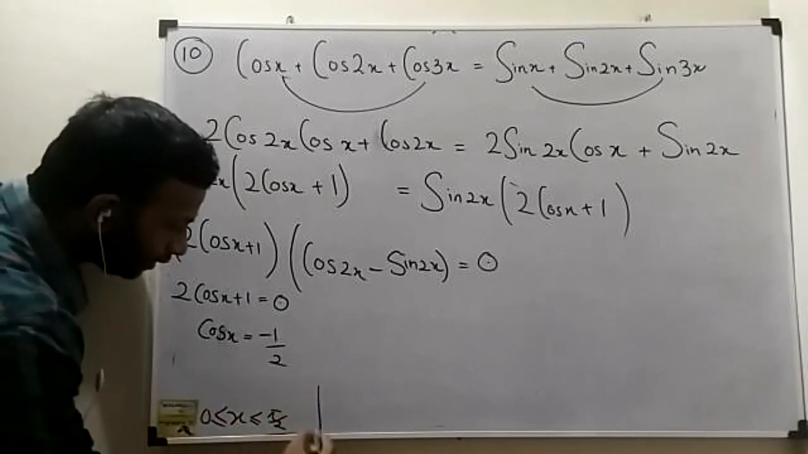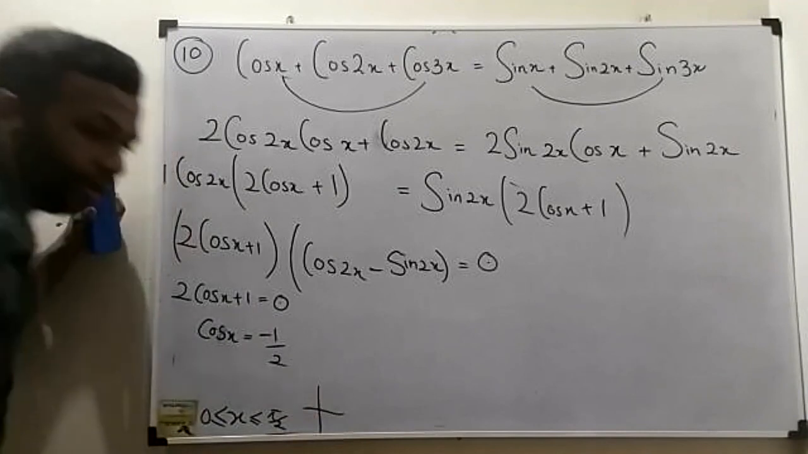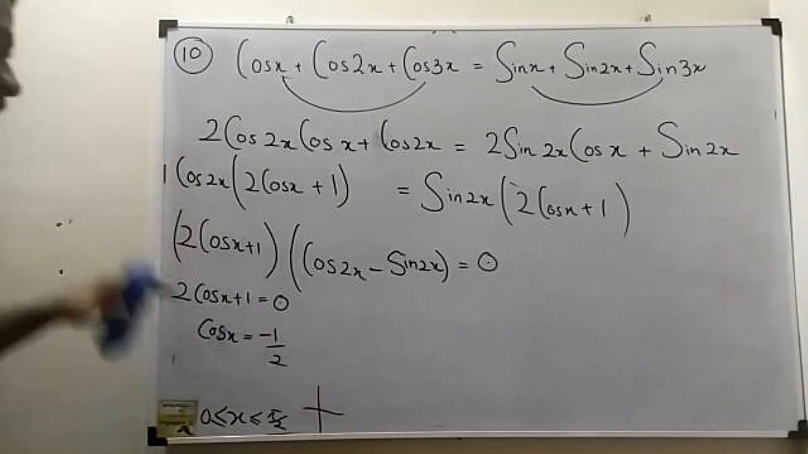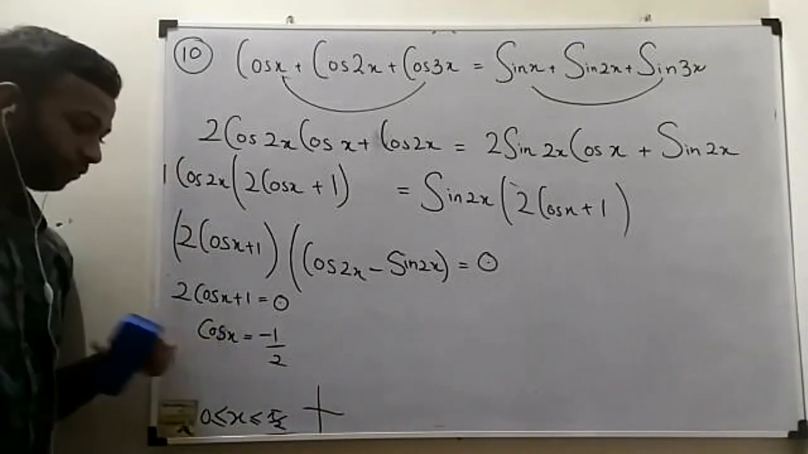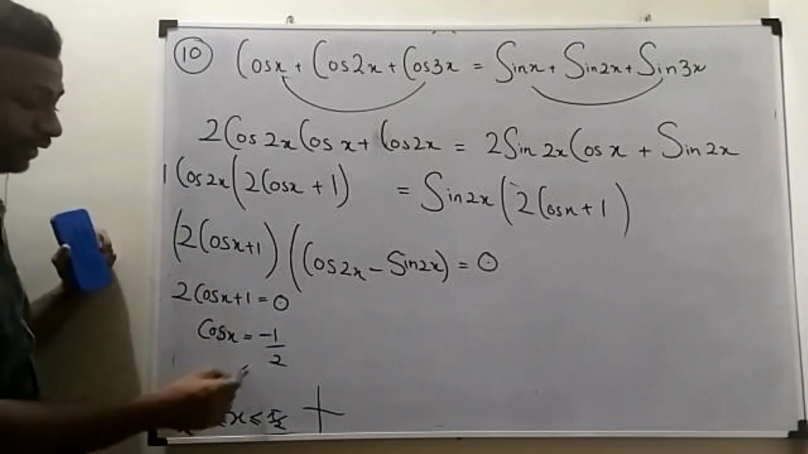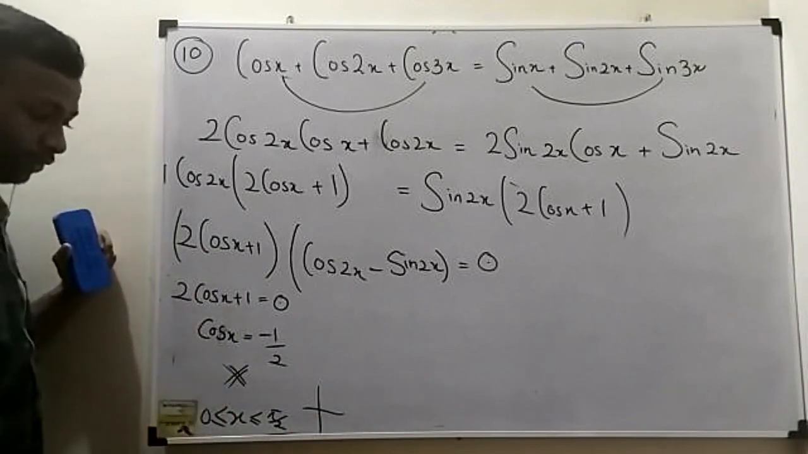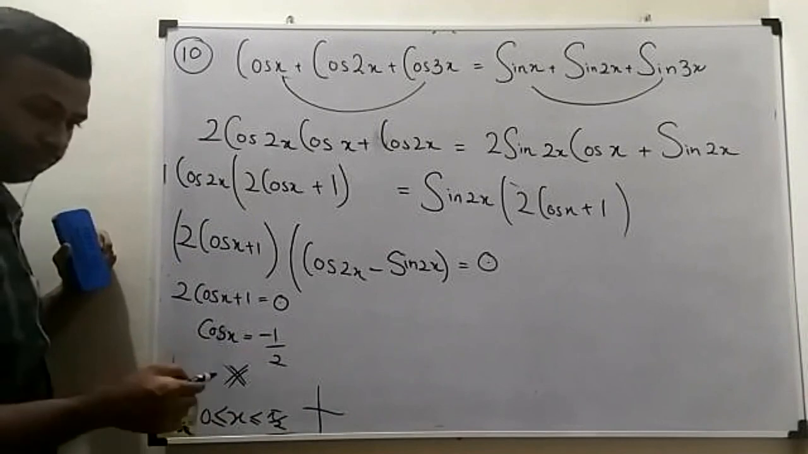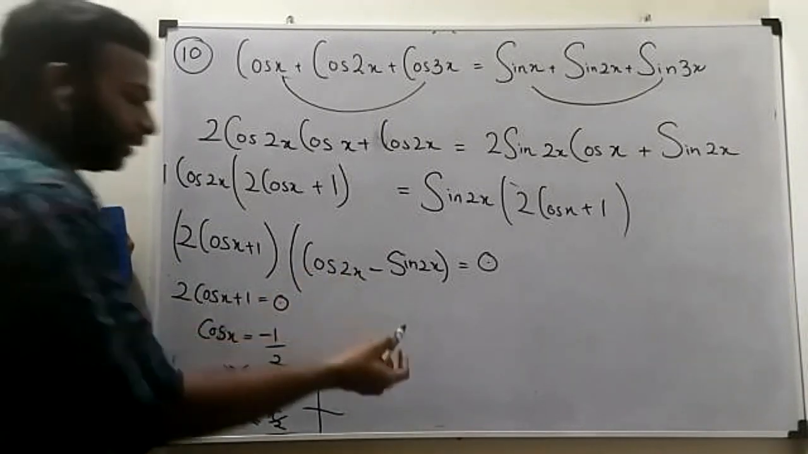So, which means it's in the first quadrant. In the first quadrant, cos x never becomes minus, it's always positive. So we can't take this equation. This is not valid. So we need to take the other side.